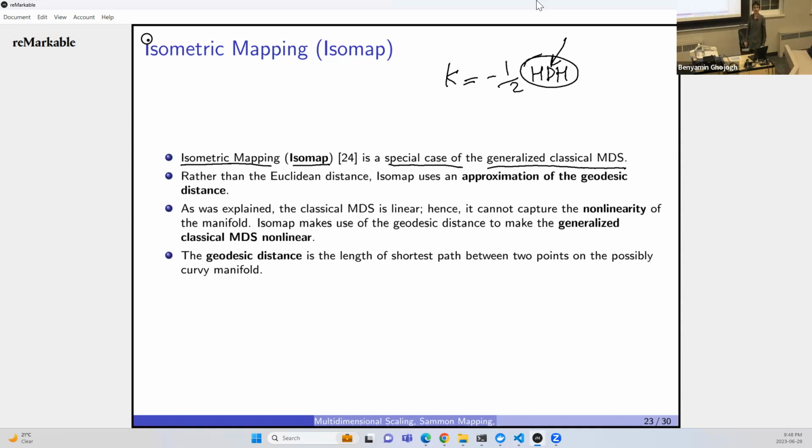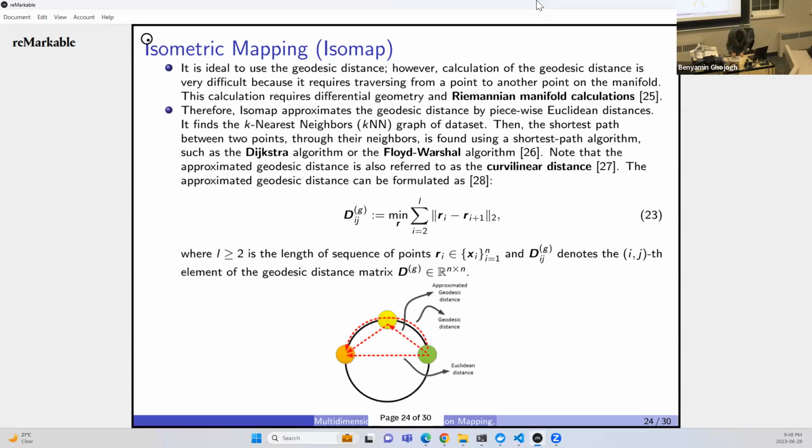If you use Euclidean distance, what happens? Can you tell me? Assume this is Toronto. This is Tokyo. This is London in the middle. Okay? The Euclidean distance between Toronto and Tokyo means that you dig inside the Earth. What is the geodesic distance between Toronto and Tokyo? You go on the curvy path on the Earth.